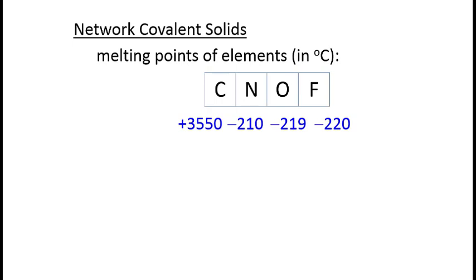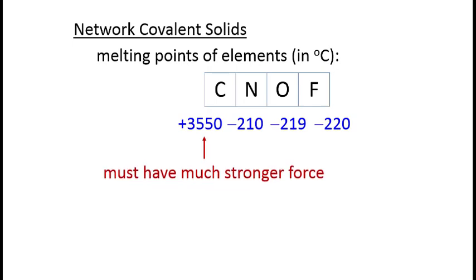Of those three, we would actually predict the trend to go in the other direction based on mass, but the masses and melting points are so close to one another, perhaps we shouldn't draw any conclusions about them. However, carbon at more than 3,000 degrees C must have a force that is much stronger than dispersion in the solid state. It turns out that stronger force is a covalent bond.